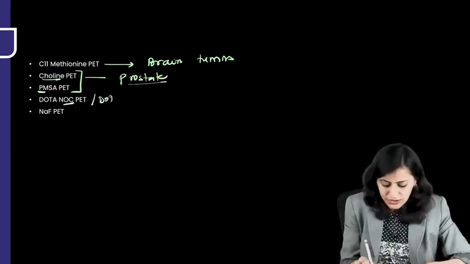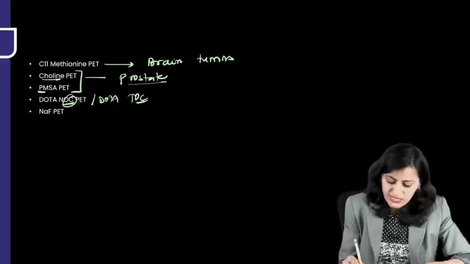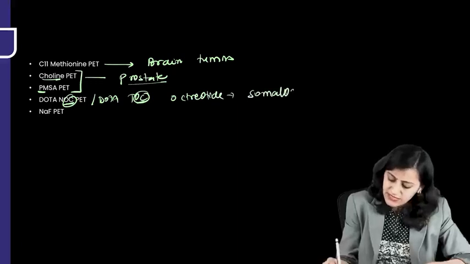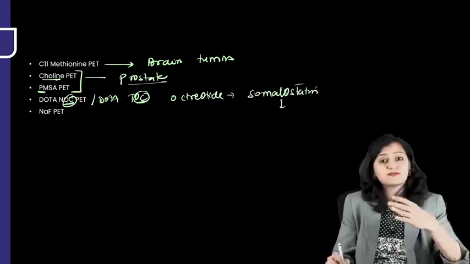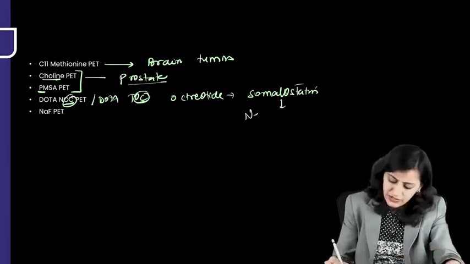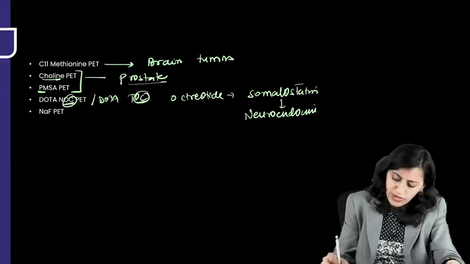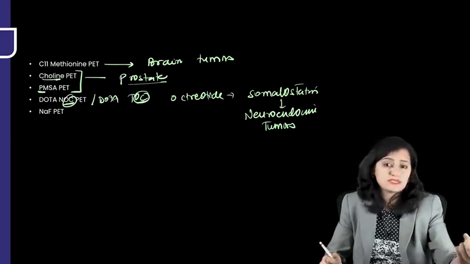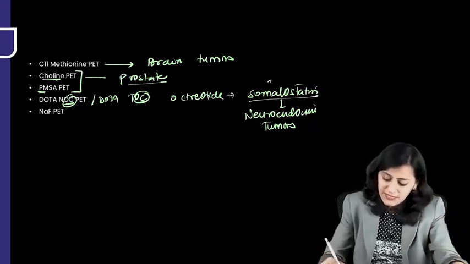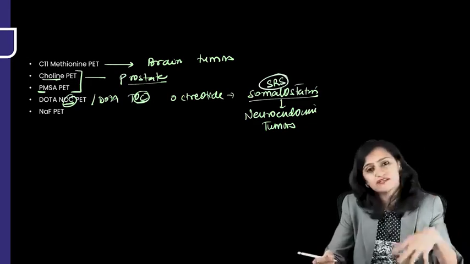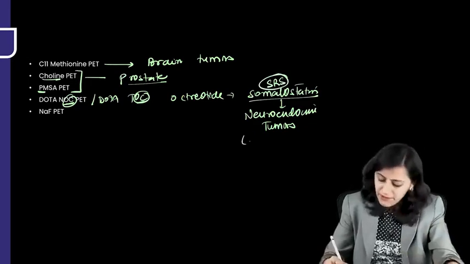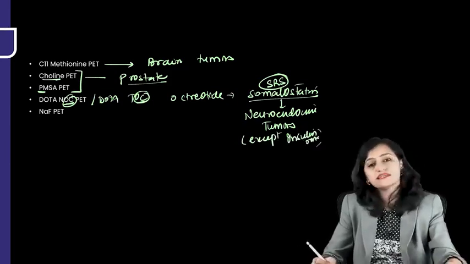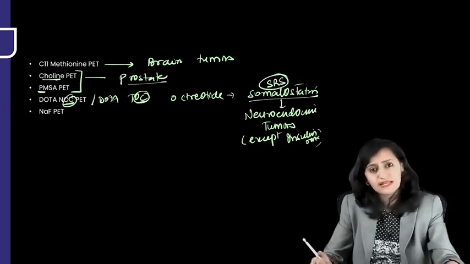DOTANOC, DOTATATE PET, basically the OC tells you that this is octreotide, and octreotide we know is related to somatostatin. So remember somatostatin, hormone, endocrine. So remember these are used for neuroendocrine tumors like glucagonoma, somatostatinoma, pheochromocytoma. So similarly, somatostatin receptor scintigraphy is also used for neuroendocrine tumors. But remember that this is negative for which tumor? It is negative for which neuroendocrine tumor? Insulinoma. It is negative for insulinoma.